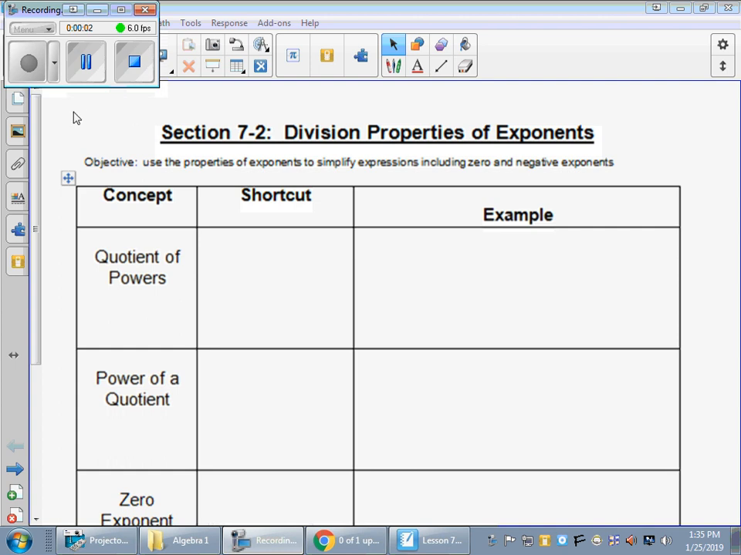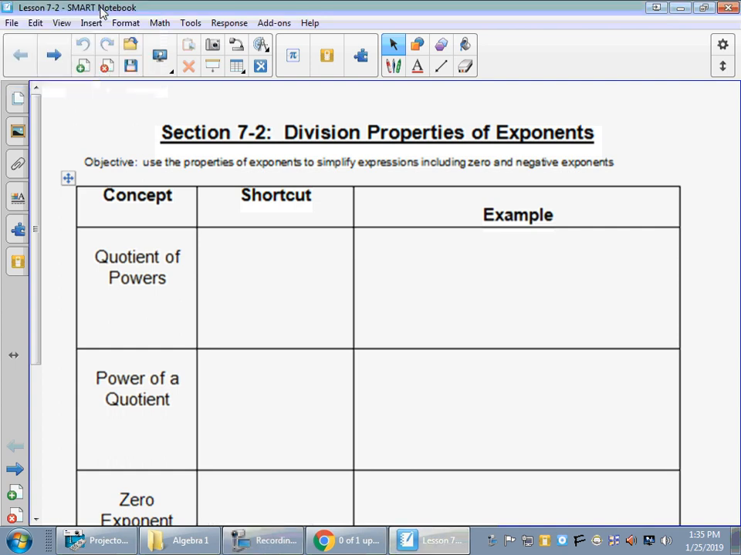Okay, welcome back. It's section 7.2, division properties of exponents. So 7.1 is the multiplication property. Now we're going to talk about the division properties. Then we're going to use these properties to simplify expressions, and we're even going to introduce zero and negative exponents. So, quotient of powers.